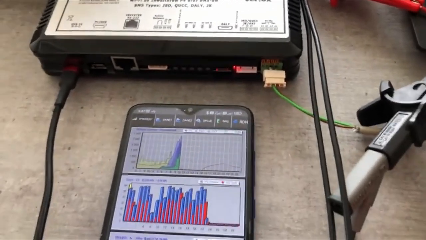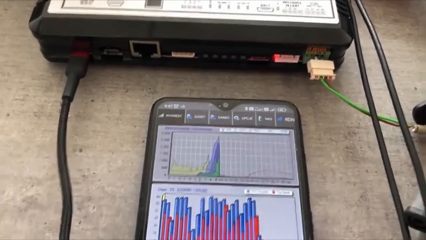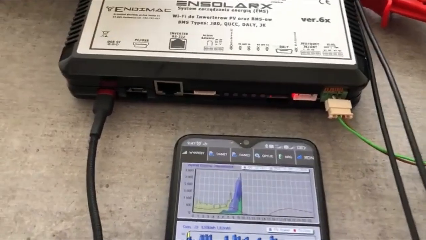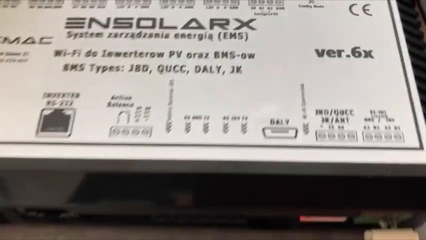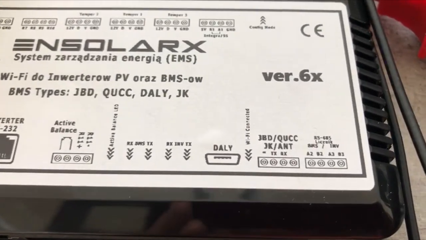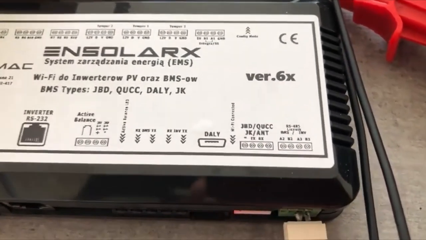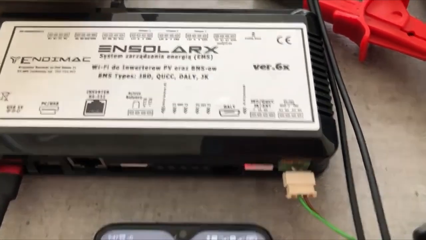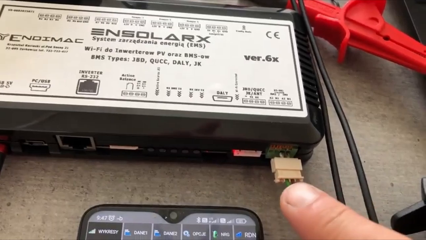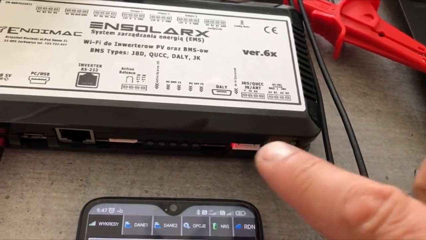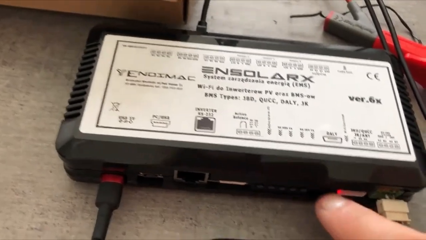But maybe I will start by saying what a strange device this ENSolarX is. This is the device that we connect to a BMS, whether it's JK, Daly, new, old, QCC, JBD or ANT. So all these BMS models, whether it's C+ or JK inverter, we connect here to one socket. Here is RS485 to BMS. Here, via word, you can connect the BMS, the main socket, to Daly.